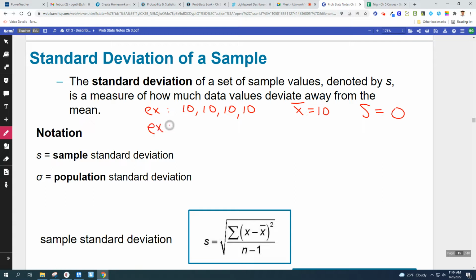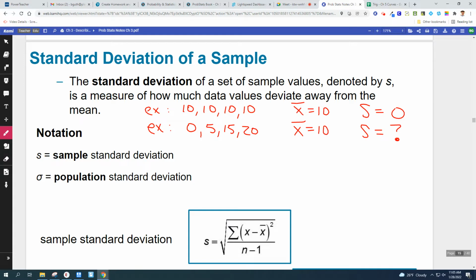Now, if I change the example and give you the numbers 0, 5, 15, and 20, you can pretty quickly calculate that mean. Add them up is 40, divide by 4 is 10. That mean is also 10. But these numbers are different because those numbers vary, right? Those numbers aren't all the exact same. I don't know what the standard deviation is, we haven't learned how to calculate that yet, but it's definitely bigger than 0 because those numbers actually vary.